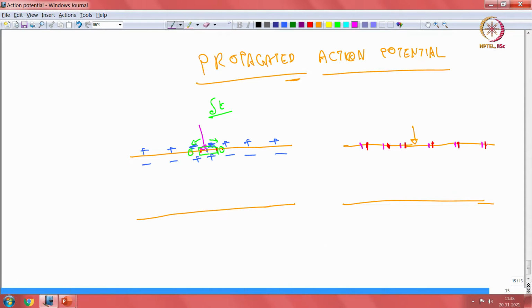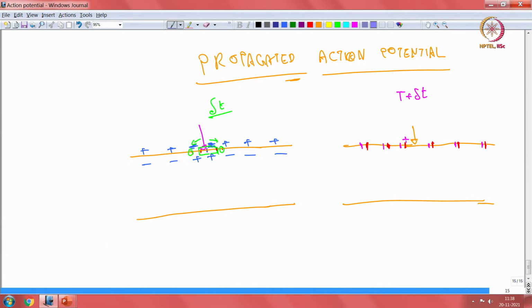So the orange ones are the sodium channels, the pink ones are the potassium channels. So when the stimulus, this is after time t, t plus delta t. Okay. So what happens at t plus delta t is this place after the stimulus. So these changes have happened, and then the membrane potential has come back.